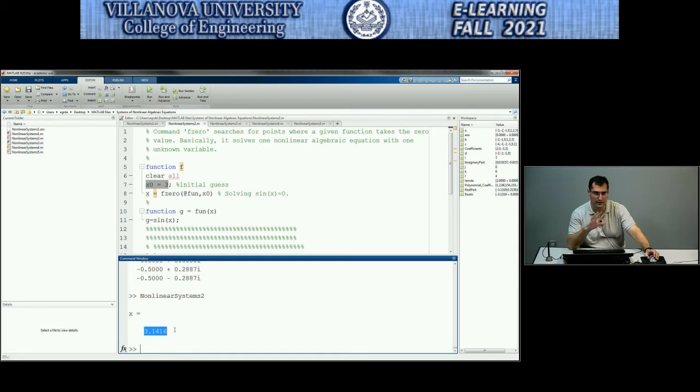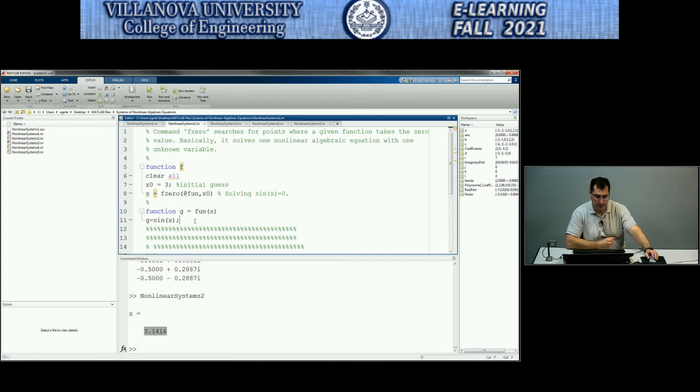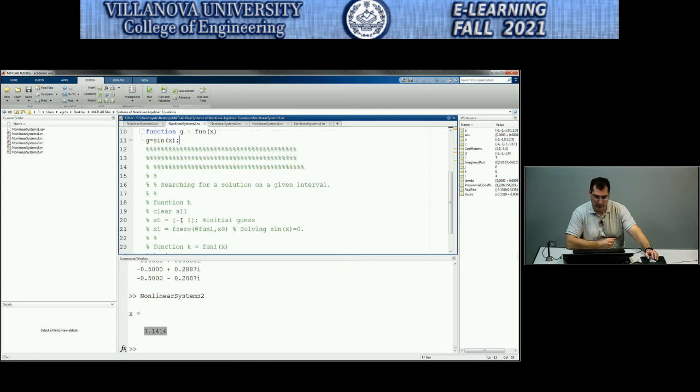So this is kind of a disadvantage. Don't expect MATLAB to find all solutions, especially for nonlinear equations. It's going to find the closest solution to your initial guess. Okay? So this is one of the ways to do that.